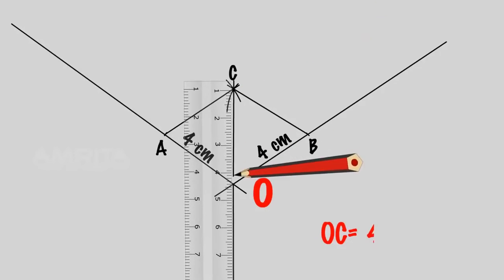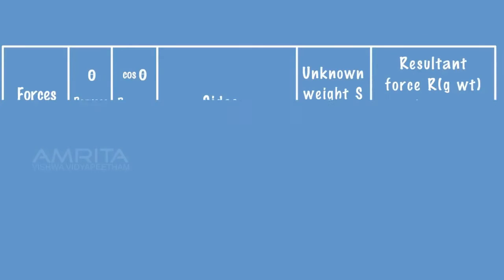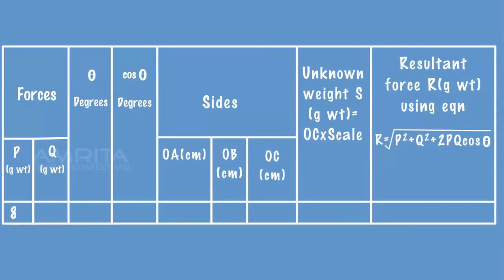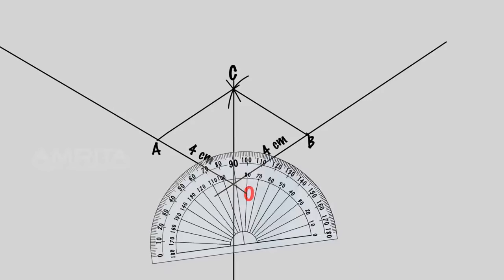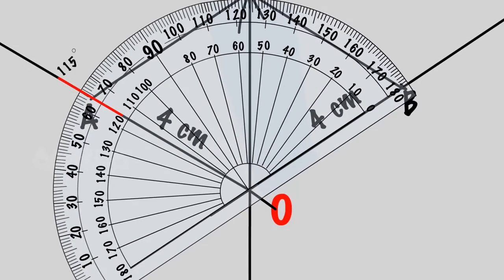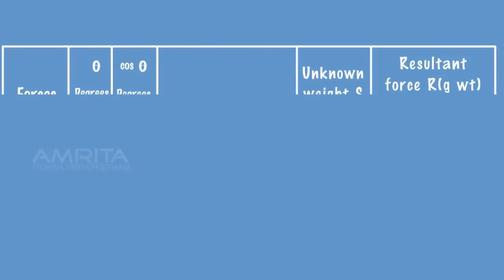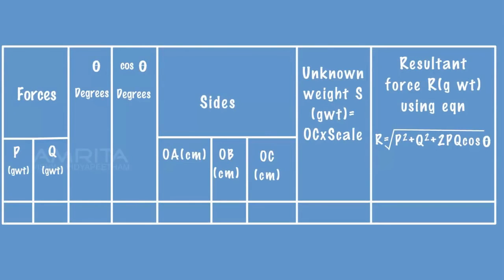Draw OC. It is found that OC is equal to 4.3 centimeters. Record the observations in the observation table. Measure the angle AOB with the help of a protractor and note it. Complete the tabular column with the observations.